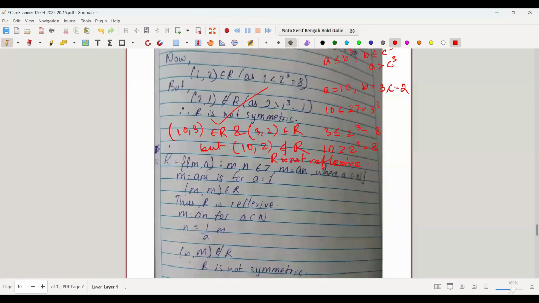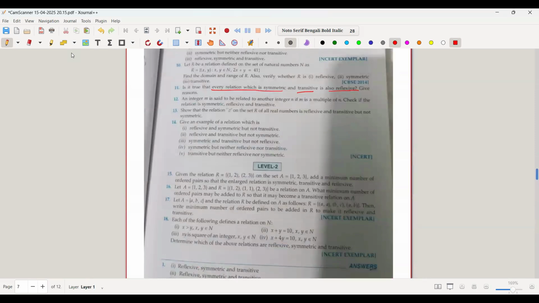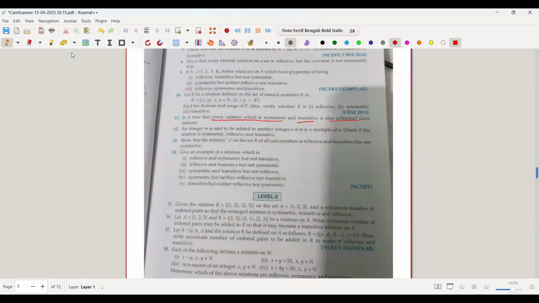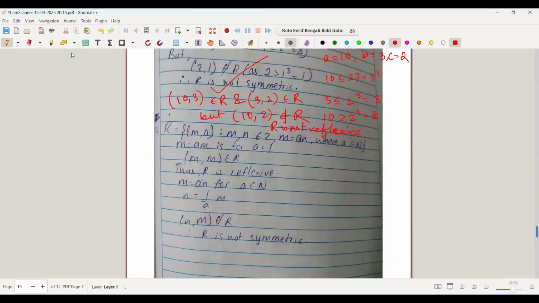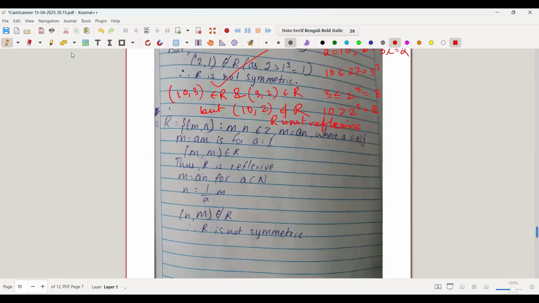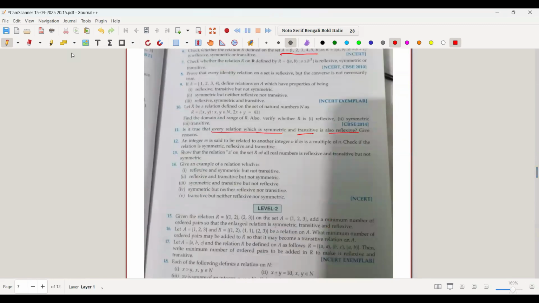Question number 10 at 12. Wait, where is question number 11? This is question number 11. What is question number 11? I think we have done question number 10 also. So where is question number 11? So we have done question number 12.